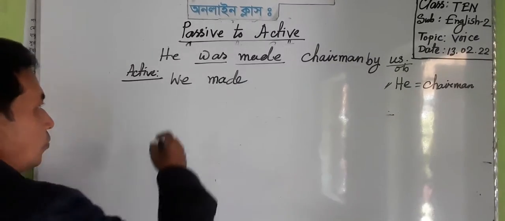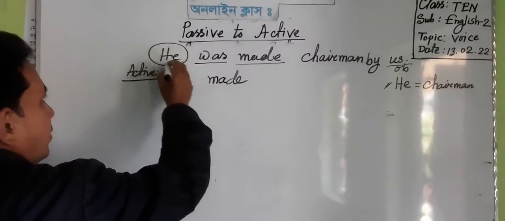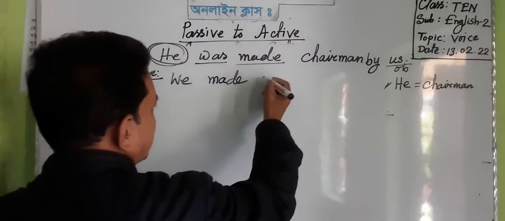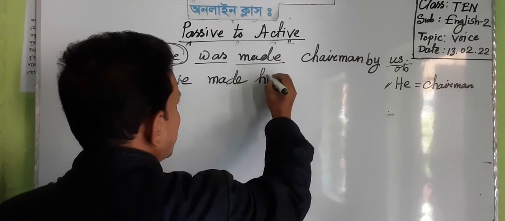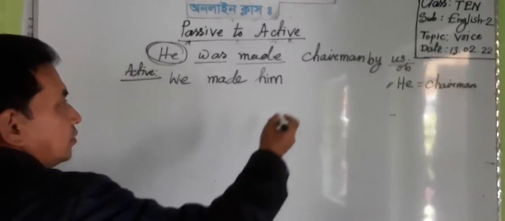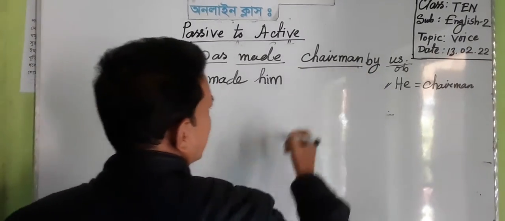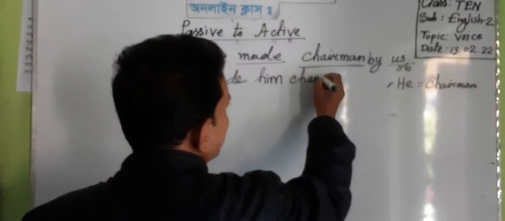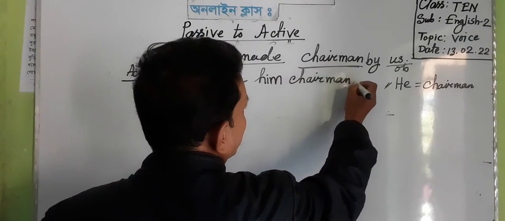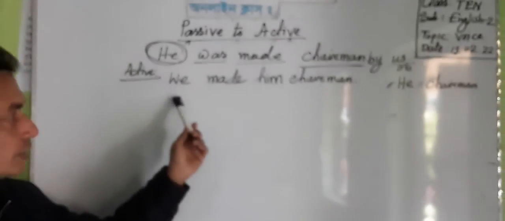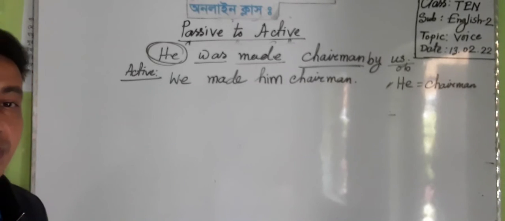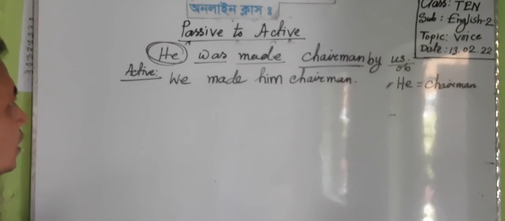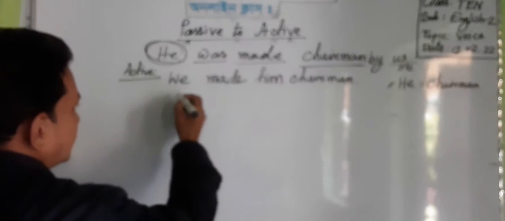And then we have to make the subject into object one, such as we made him, and then we have to write the factitive object. That means object complement. Okay, dear students, this is the object complement. So this is the change of passive to active: we made him Jan.